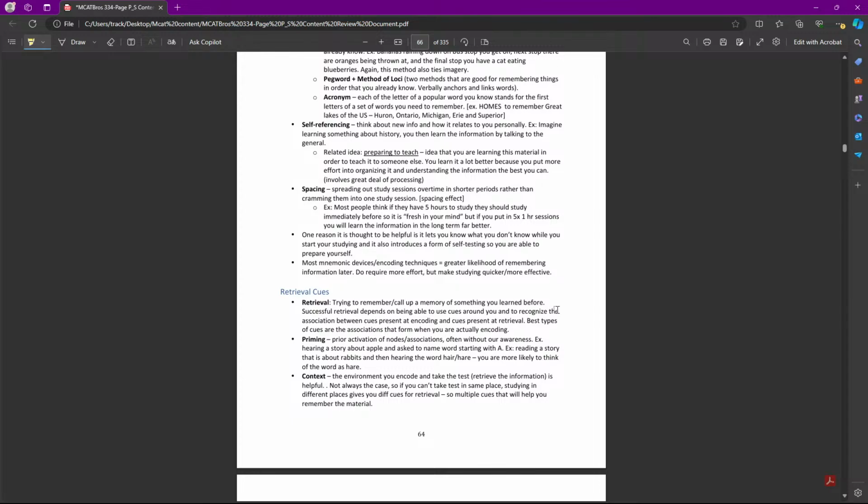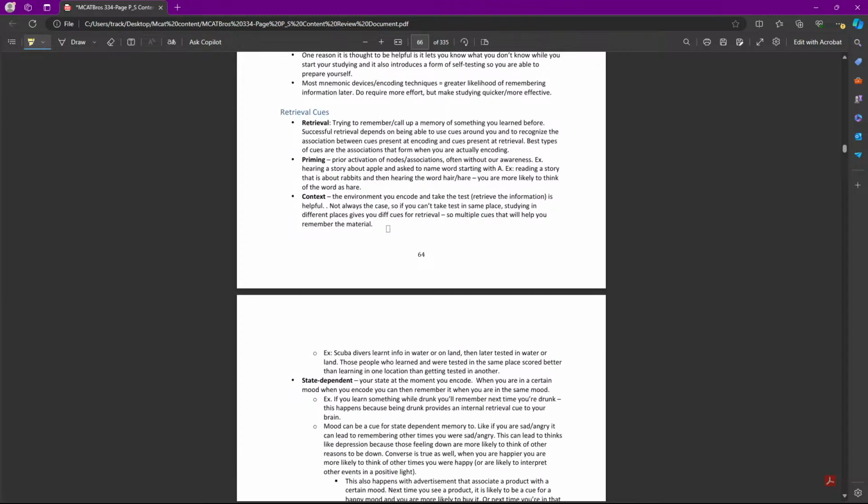So retrieval depends on different cues to recognize and bring up that information. Priming is a prior activation of nodes, talking about our awareness. Like think about hearing a story about an apple and being asked the name of a word starting with an A. So now reading a story about rabbits, and then hearing the word hair, you're going to think about the word as hare.